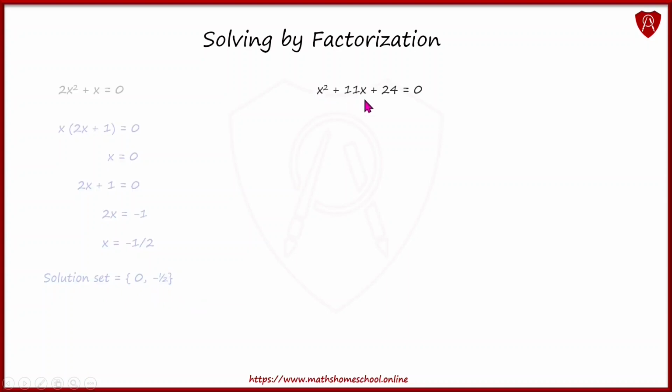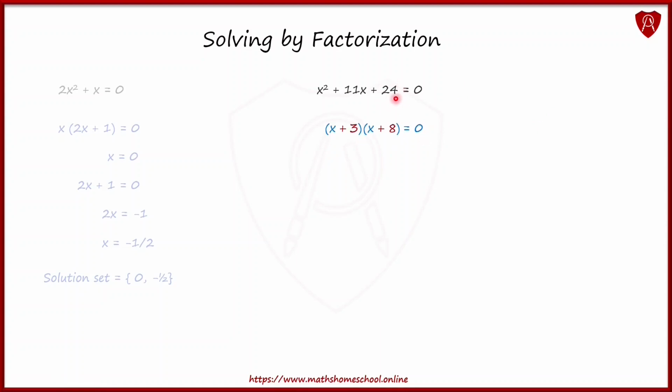x squared plus 11x plus 24 equals 0. Factoring the first term, x times x will produce x squared. We open two brackets and each starts with x. Now we need factors of 24, which should also add up to 11. We know they should both be positive. How do we know that? Because their product is a positive number and their sum is also positive. Both factors must be positive.